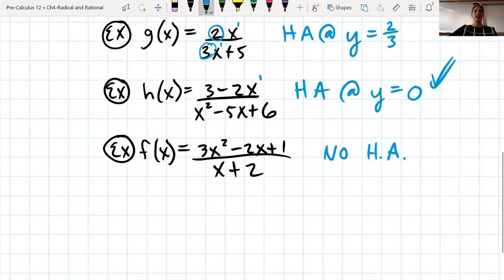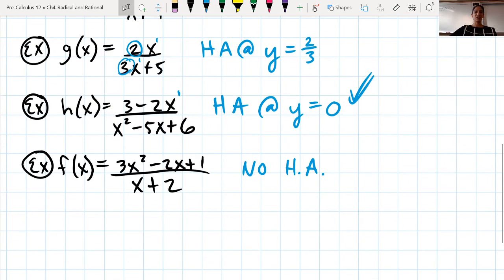So these are the different scenarios that can show up. There's one of 3 things that can happen. You can have an asymptote at y equals 0. You can have one at the ratio of the numerator divided by the denominator if the degree is the same top and bottom. Or you could have none at all if the degree of the top is larger than the degree of the bottom.